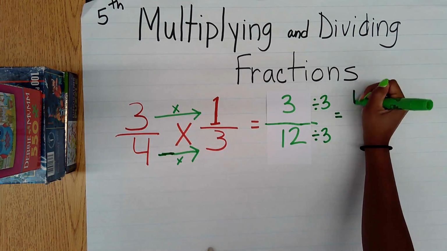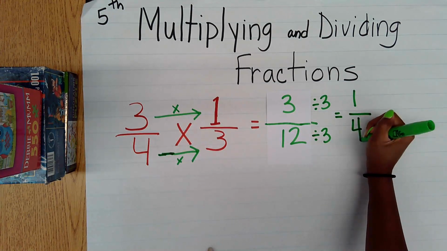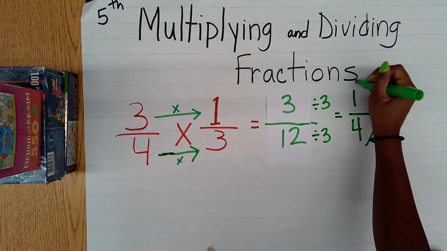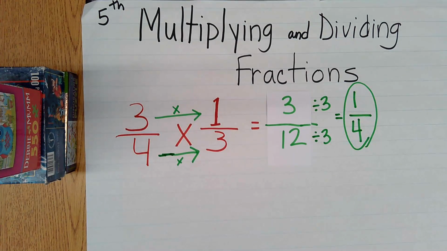3 divided by 3 gives me 1. 12 divided by 3 gives me 4. So my final answer in simplest form would be 1/4.